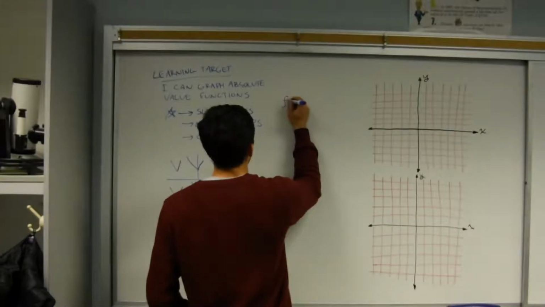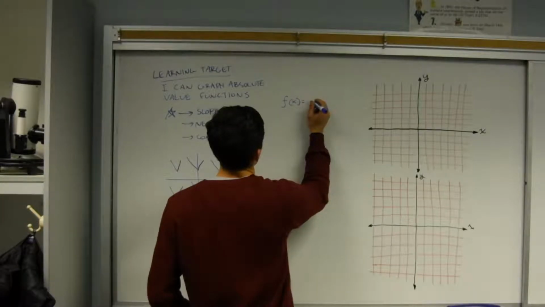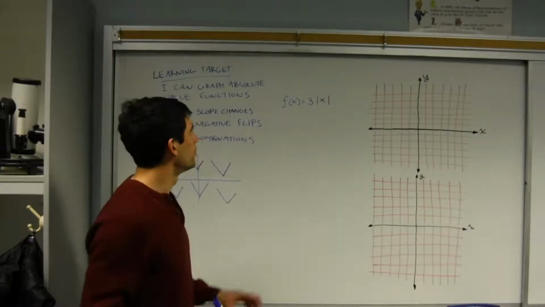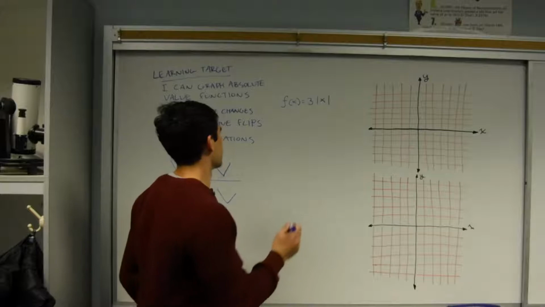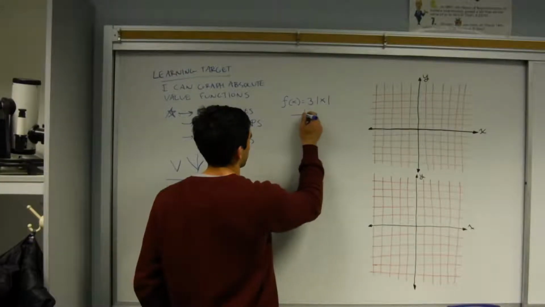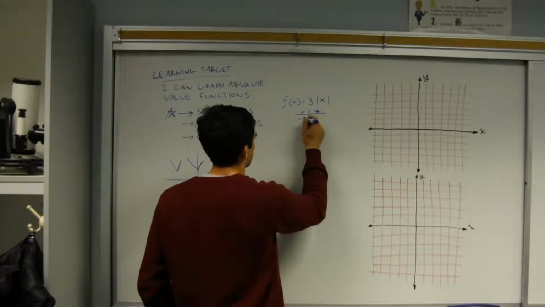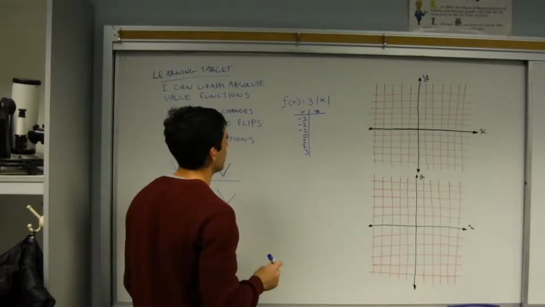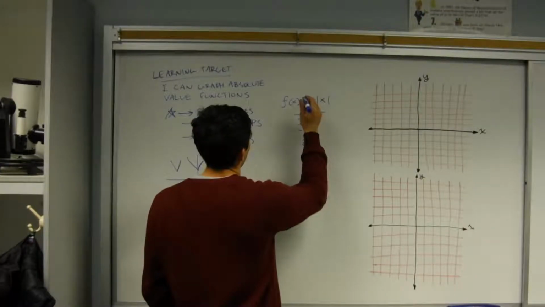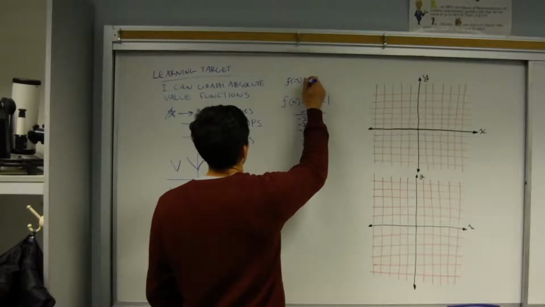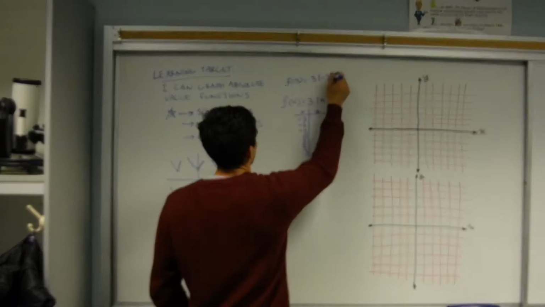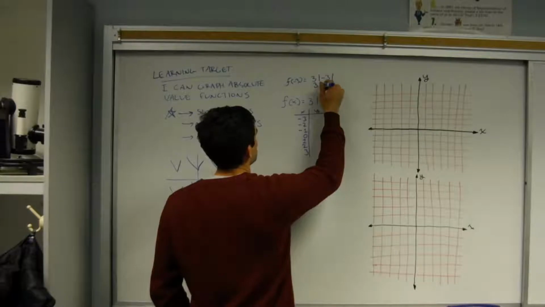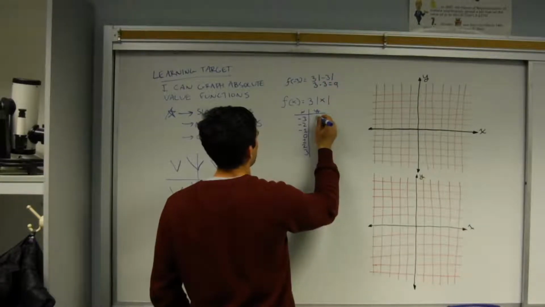Suppose we have f of x is equal to 3 times the absolute value of x. So we're going to graph it the long way using a table of values to start out. So I'm going to make my table. We're going to go from -3 to +3. And f of -3 is going to be equal to 3 times the absolute value of -3, absolute value of -3 is equal to 3. So you get 3 times 3, which is equal to 9.